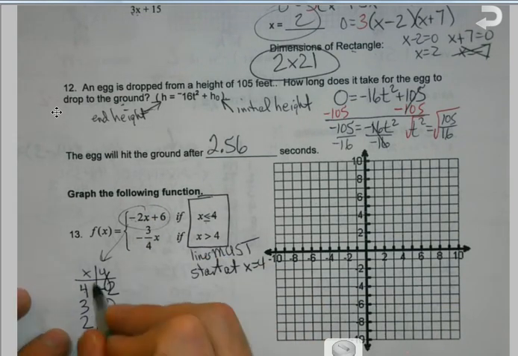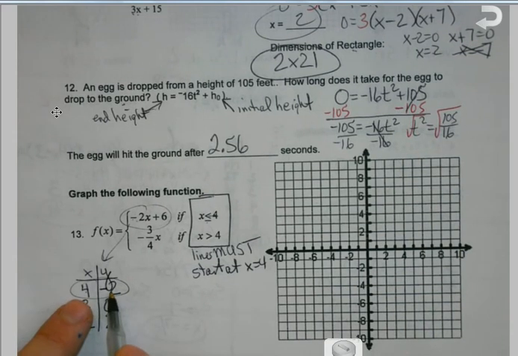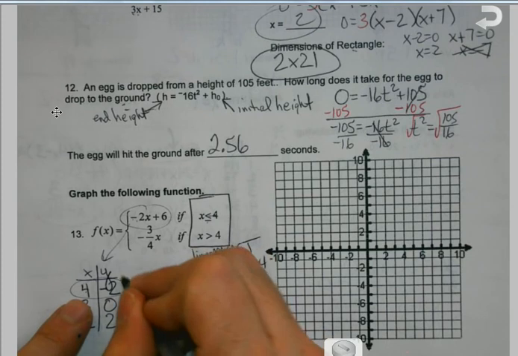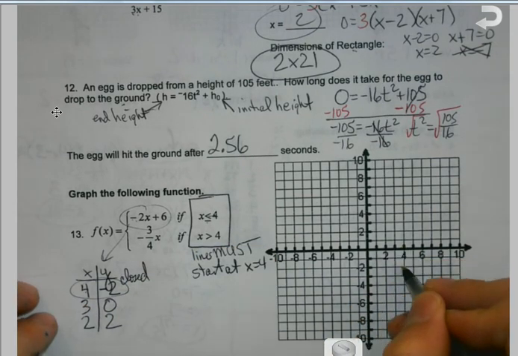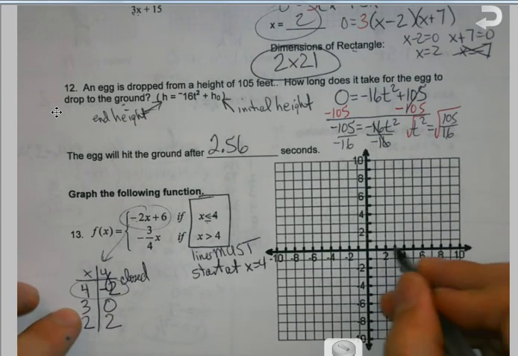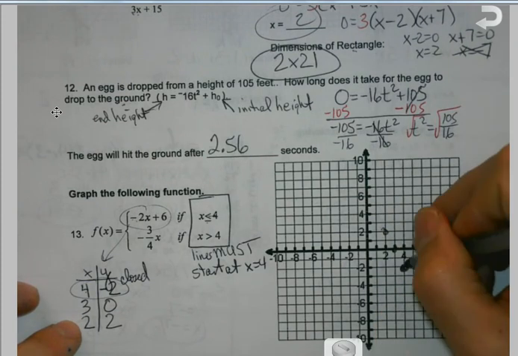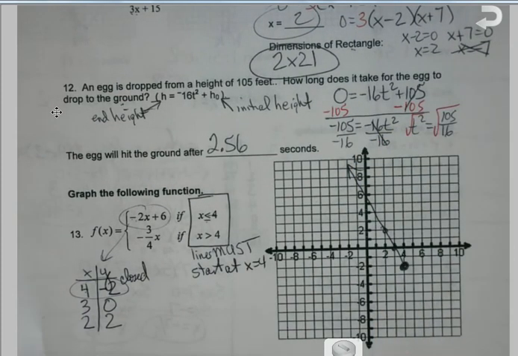Now, here is my starting point. Is my dot on here going to be open or closed? That's right, it's going to be closed. So at 4, negative 2, closed dot. And we have 3, 0, and 2, 2. Start from the big dot, connect to the little dots. That one's done. Then I do the same thing with the other one.